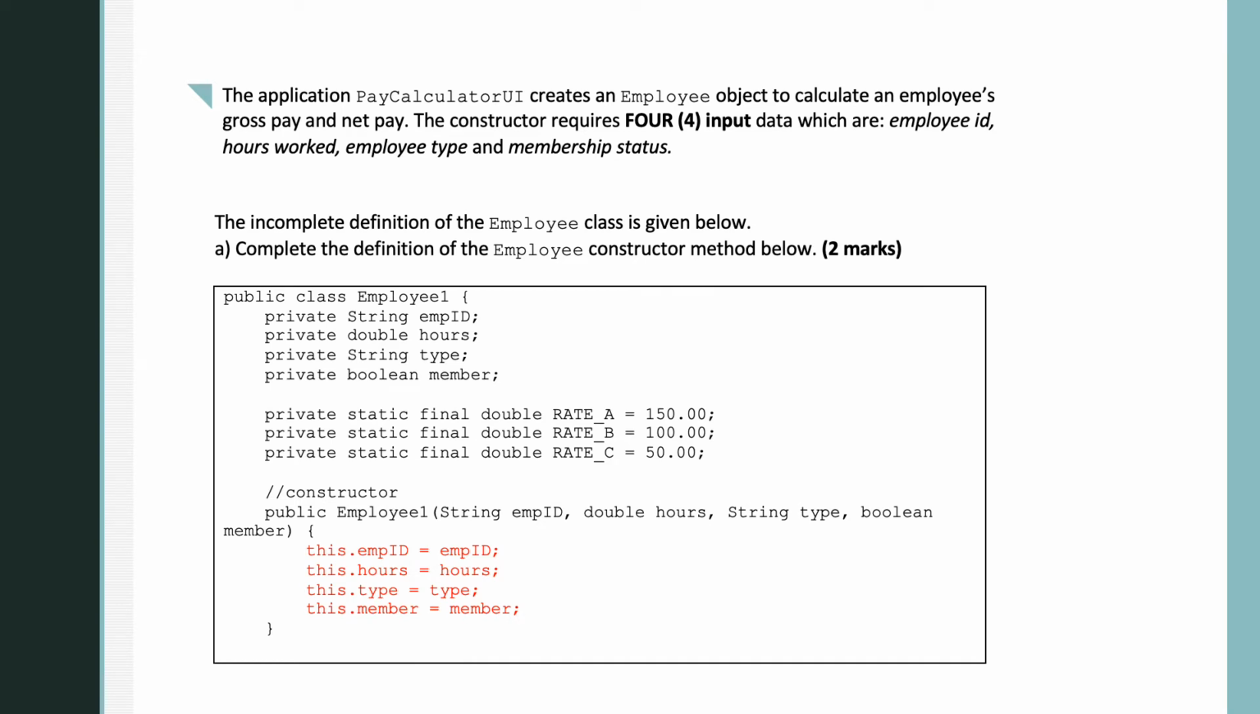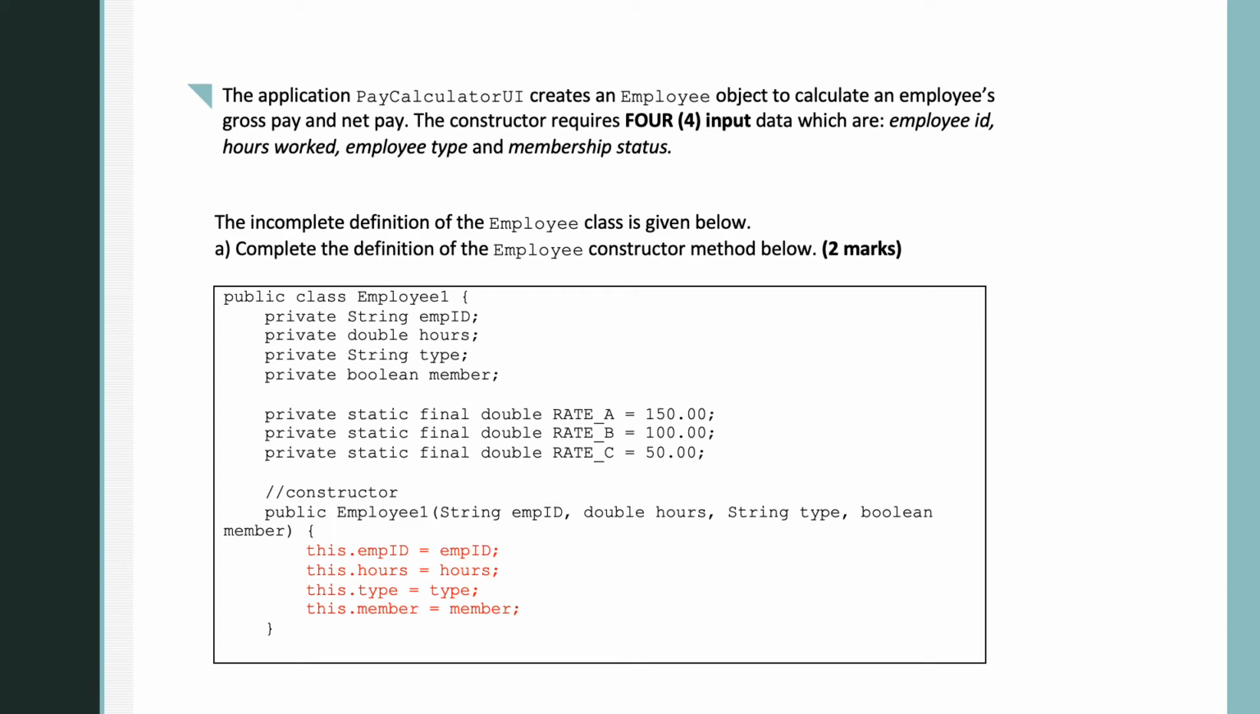So going to the question, it says over here, complete the definition of employee constructor method below. So it gave the class name. Over here, it should be employee, not employee 1. And then it has the private string emp ID, hours, type, member, and also the constants for rate A, rate B, and rate C. So you don't have to write 150, 100, and also 50 because these are given. So you are going to call them by rate A, rate B, and rate C. In the first question, we are not going to use the rate yet. So we are just going to fill up the constructor.